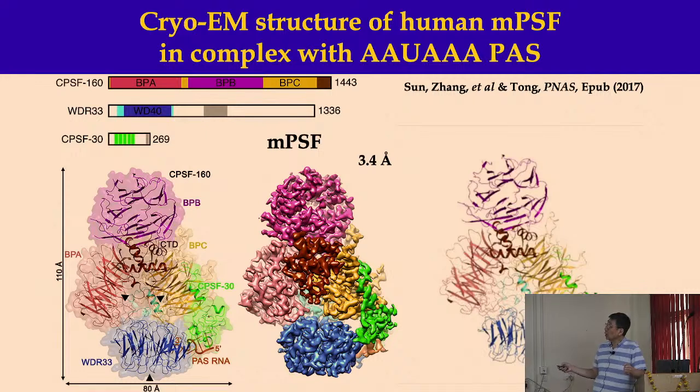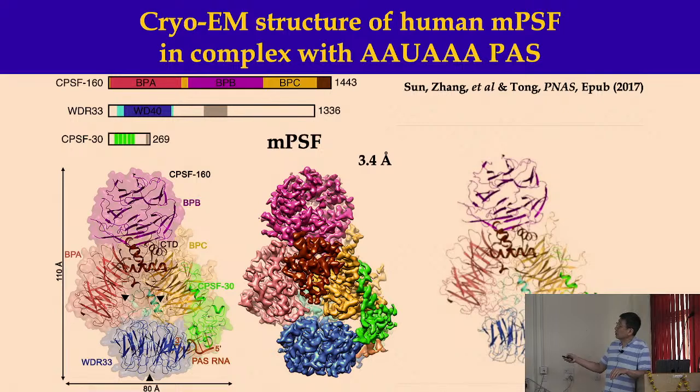And then WDR33 is almost the same size as CPSF160. It has a WD40 domain right here. You remember WD40 forms the beta propeller? This also tells you that WD40 proteins form a beta propeller, but not all beta propeller proteins are WD40 proteins, because these 3 are not WD40 proteins, but they also form beta propellers. So the beta propeller family is a much larger collection of proteins than just WD40 proteins. But anyway, 3 domains here and a C-terminal domain right here, that's in the front.